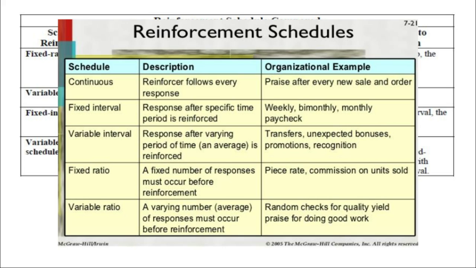Fixed ratio, this is a fixed number of responses that must occur before the reinforcement. So your piece rate or commission units, you have to complete the task before you get the money. And then variable ratio, this is the varying number or average of responses that must occur before the reinforcement. So random checks for quality at work. If somebody comes in to review your job or appraise it after so often, that might be part of that.